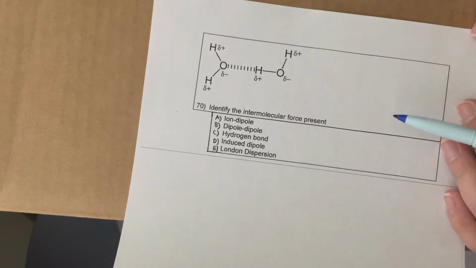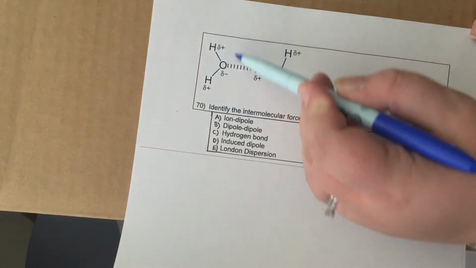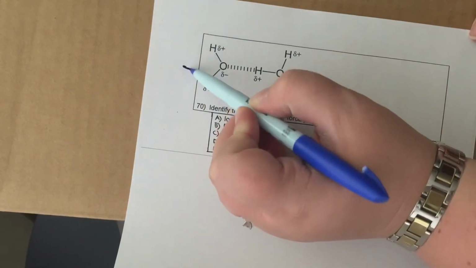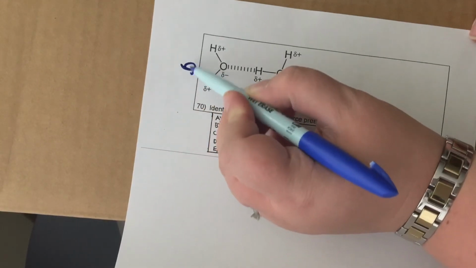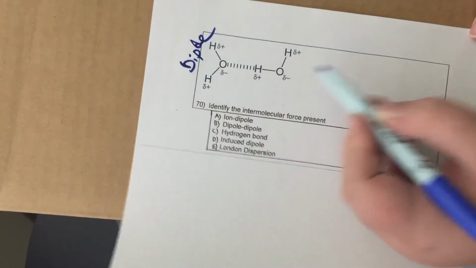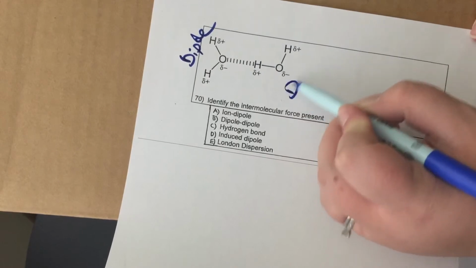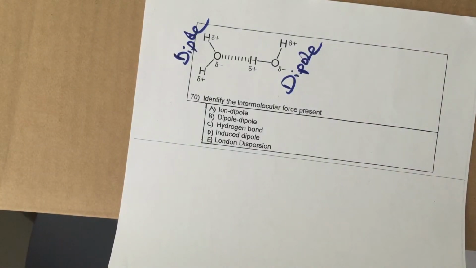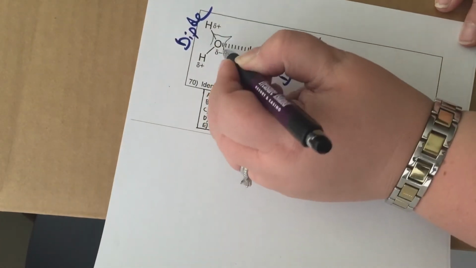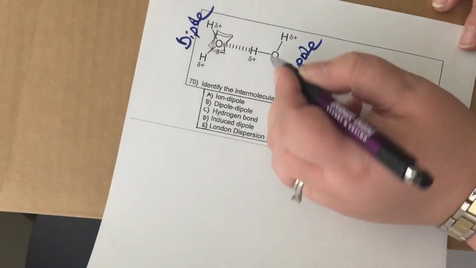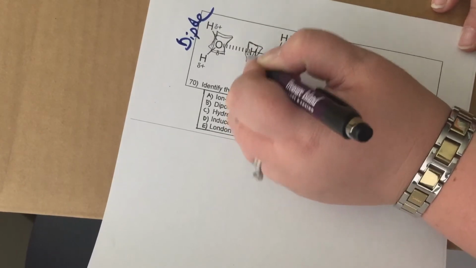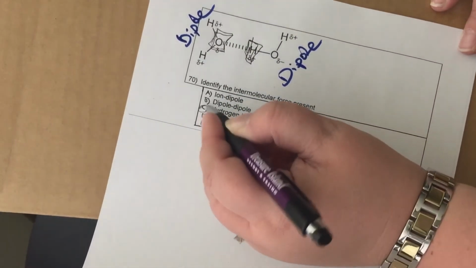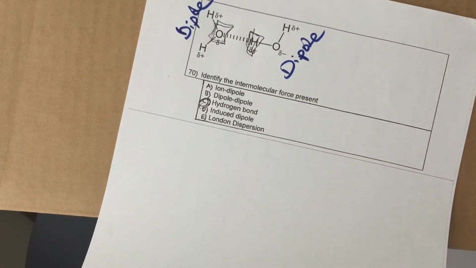And last but not least, here we go. I've got a molecule with those symbols. So this is a dipole. Same thing goes with this one. This is also a dipole. Now I have to think about whether or not I have a hydrogen bond, okay? And I'm dealing with oxygen and I'm dealing with hydrogen in this case, which in fact is the hydrogen bond, letter C. And that takes care of everything.